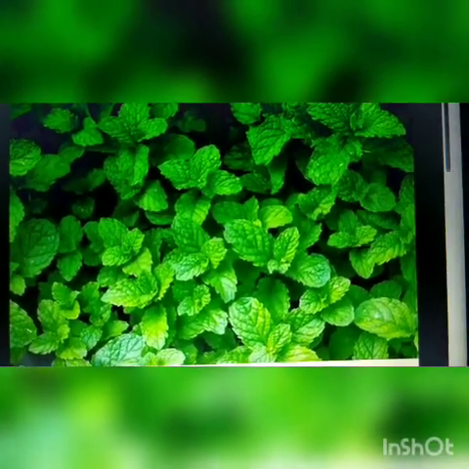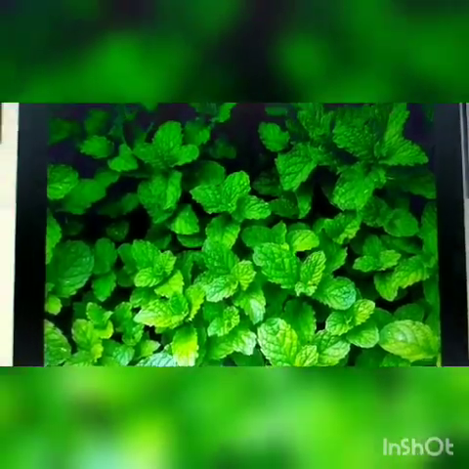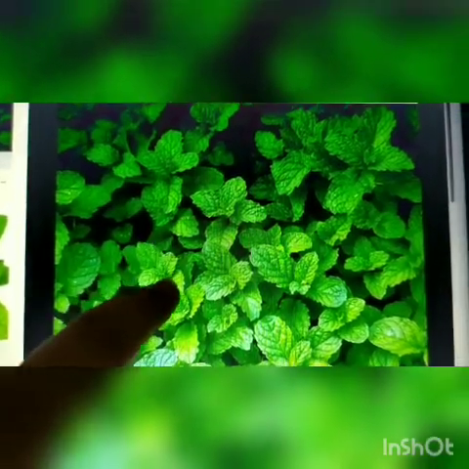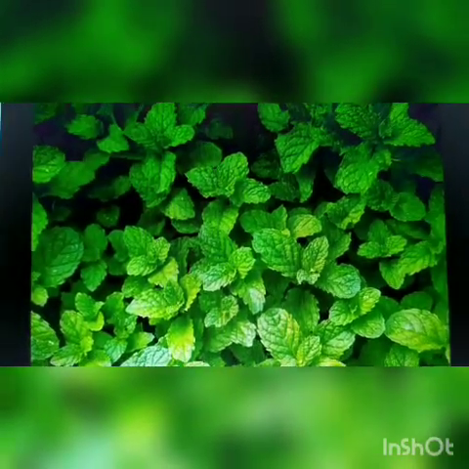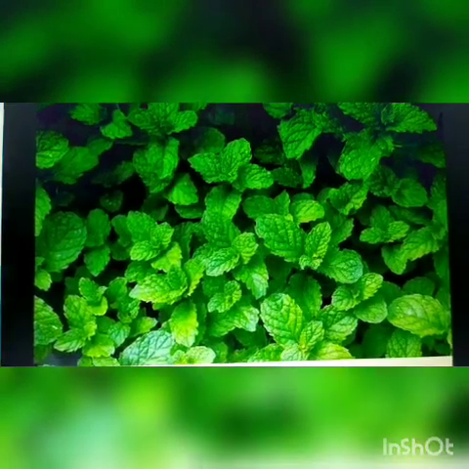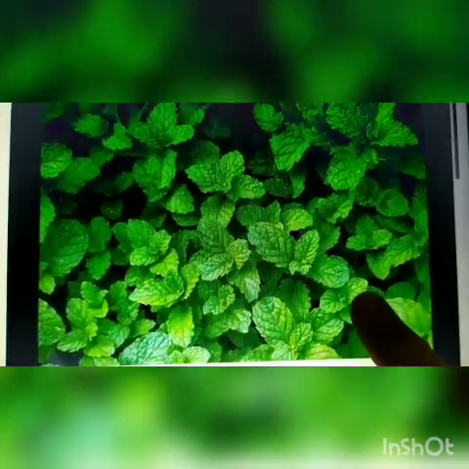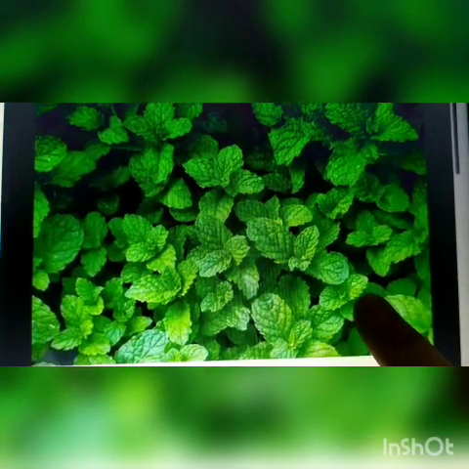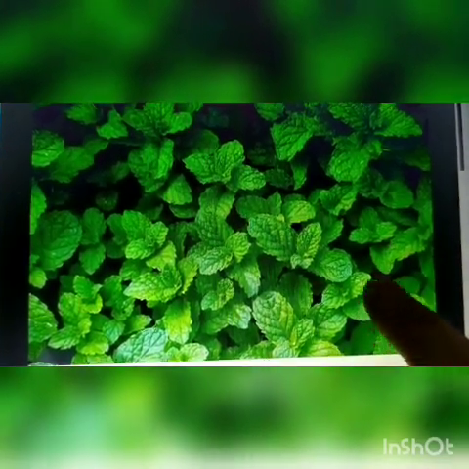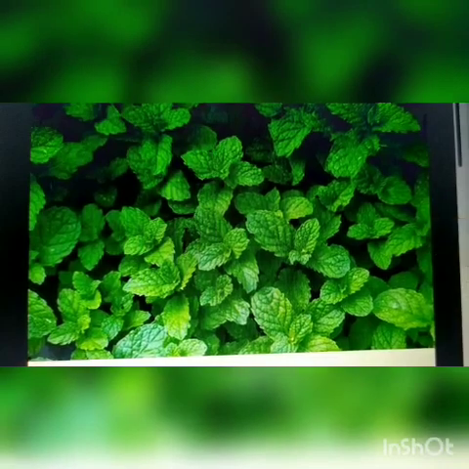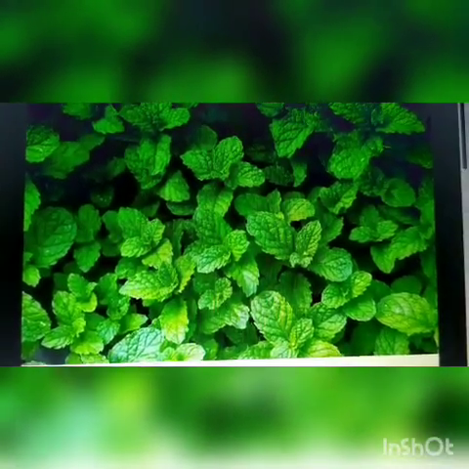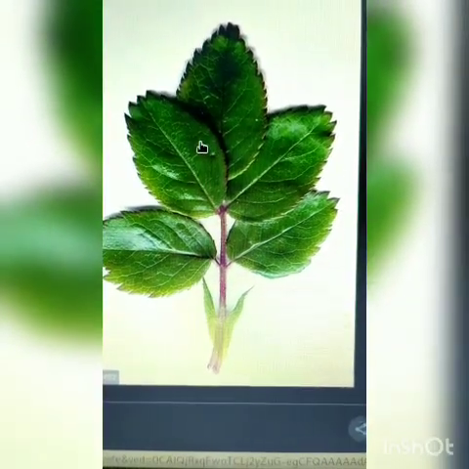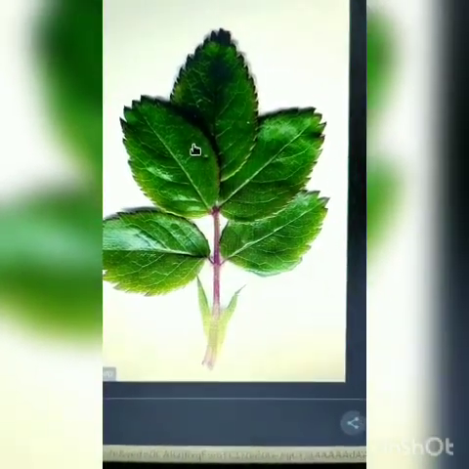Some leaves have a special smell. For example, look at this image. Can you guess what plant is this? It is a mint plant. Okay, and you may also have observed that this mint plant has some special smell. Okay, so some leaves have a special smell, while some leaves have toothed edges.